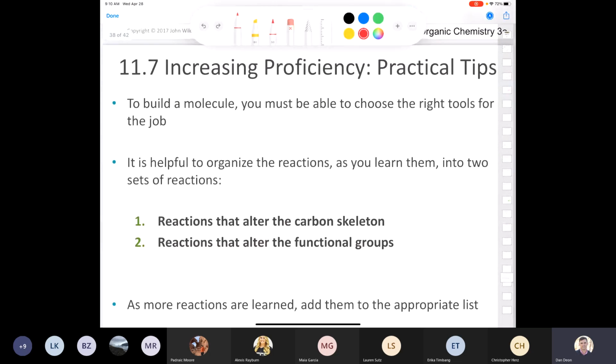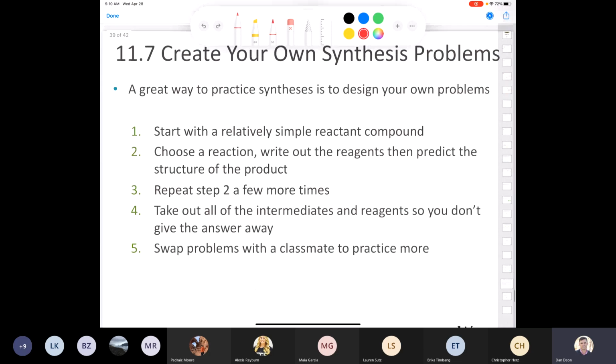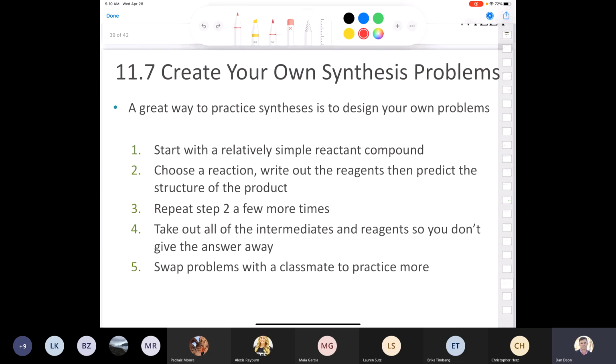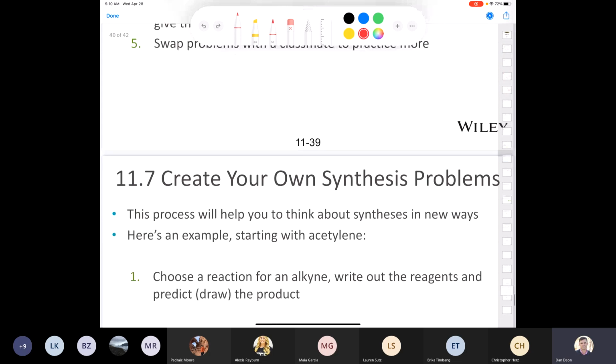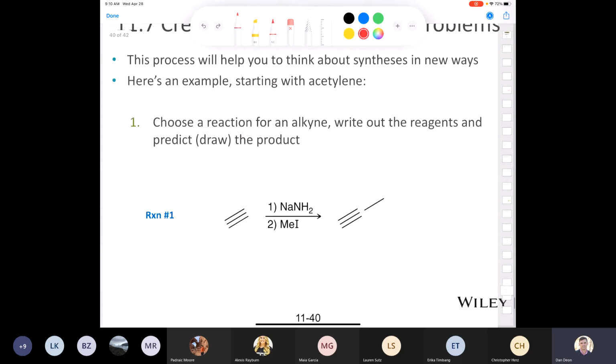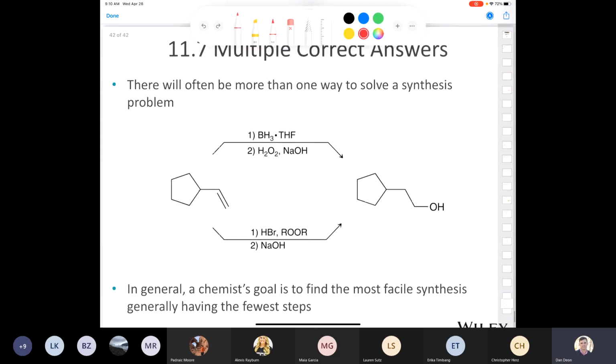And then section 11.7 is more of an FYI section. It talks to you about making your own synthesis problems. And this is something you could try at home. Just start with a small compound and then choose little reactions that you could do with that compound and the products that are formed from it. Then you erase all the reaction conditions and try to come up with them. So it's something you could do with a friend maybe. I don't really do this with my students, but it is a good idea to learn how to do that.